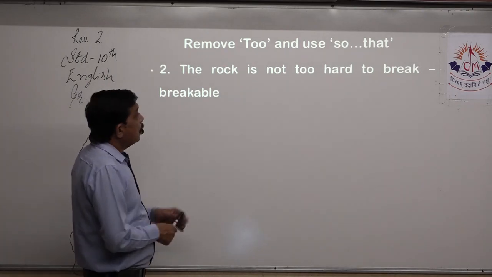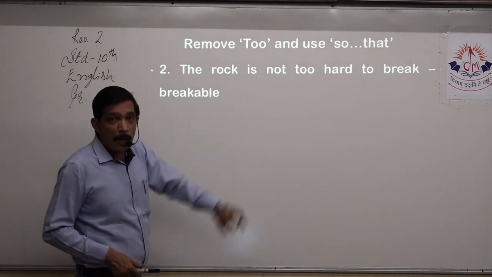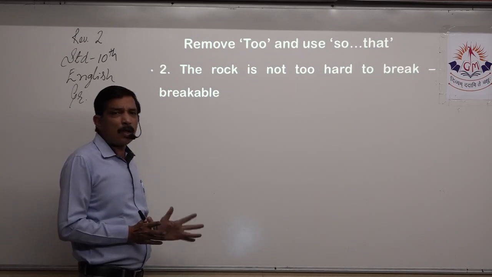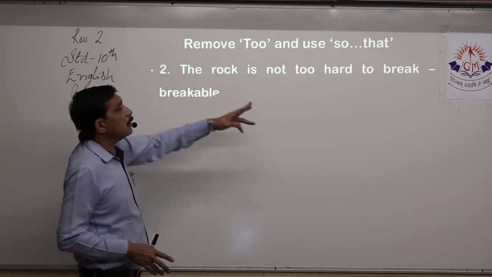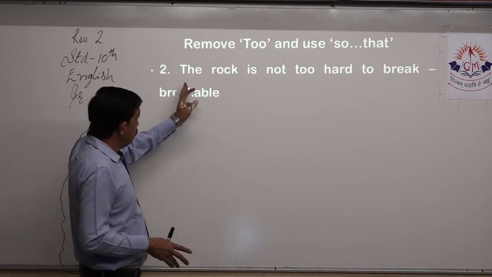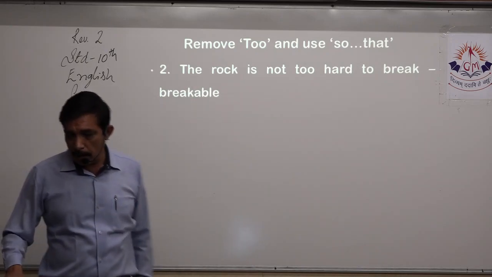Another way, the rock is not too hard to break, that means it is breakable. Not too hard, that means it is soft. Not too hard means soft. So the rock is soft, so it can be broken. That means the meaning is breakable.